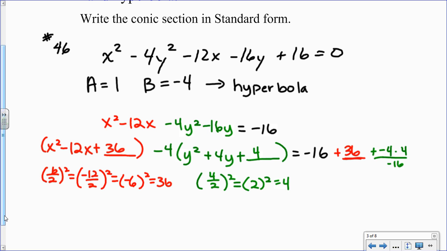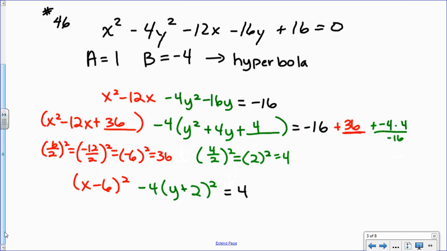Okay, factor those now. So what do the x's factor to? X, good, minus 6 squared. And then the y's, I still have that minus 4 up front. And that factors to y plus 2 squared. And then equals 4. Negative 16 plus 36 minus 16 is 4. And what's the last step? Divide everything by 4 so you get an equals 1 on the right.